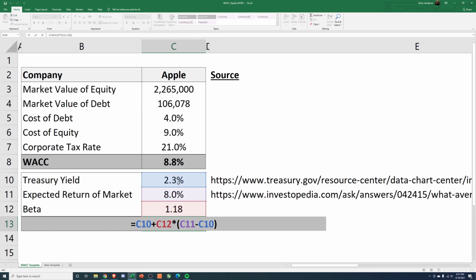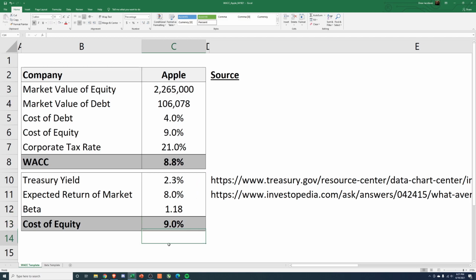And then you're going to add back the risk-free treasury right there, and you get 9%. So while the market's expected to return 8, Apple would be expected to return 9 in the same time frame that we're looking at, based off these treasury yields. From there, take the cost of equity. It's going to go back in here, and then we're going to calculate WACC.